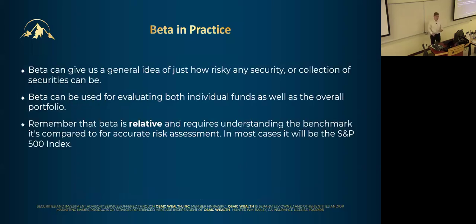So beta can give us a general idea of just how risky any security or collection of securities can be. It can be used for evaluating both individual funds as well as the overall portfolio. But one thing I want to make sure you understand is that beta is relative, and it requires understanding the benchmark you're comparing to for accurate risk assessment. For most cases, it's going to be the S&P 500 index. But if you compared a value fund to treasury bills, the beta is going to be wildly higher because that's a different comparison. For the most part, it's going to be the S&P 500, so trust that that'll be what it is most of the time. But it is a relative risk measurement.